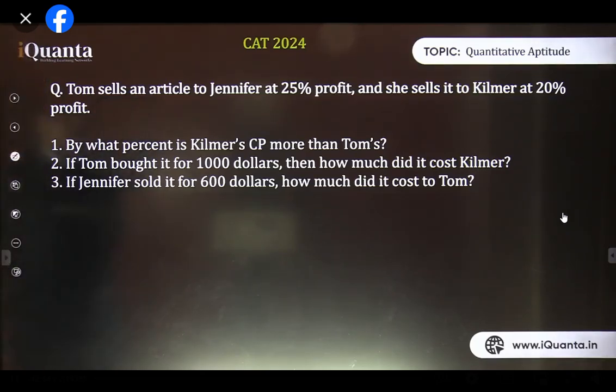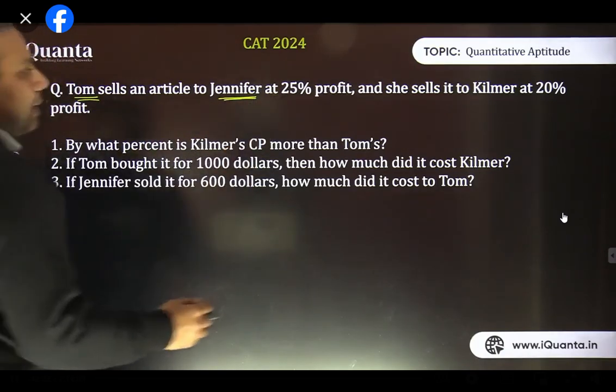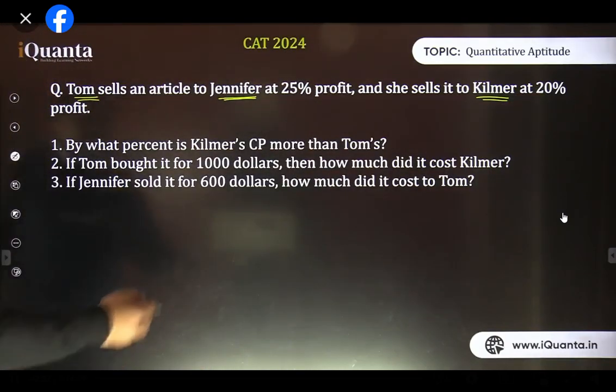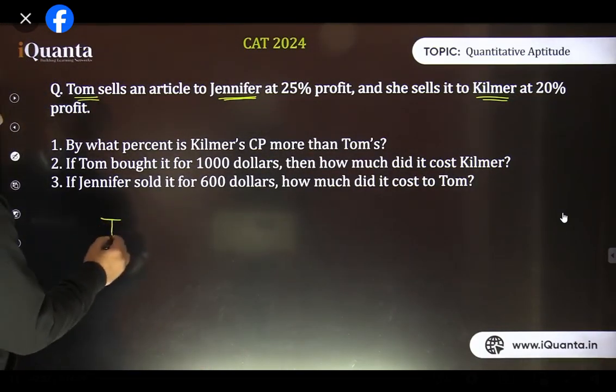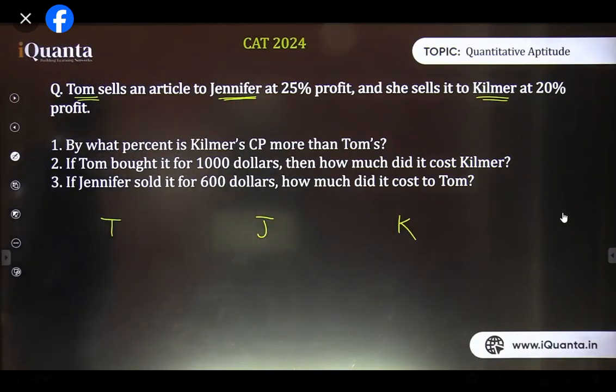The storyline says Tom sells an article to Jennifer at a certain profit, and she sells it to Kilmer, the third person, at again some profit. So there are three persons involved. Let me write the initials: T, J, and K. To make the process easier, we can assume that the cost price of T, or Tom, is 100. There's no harm in that. That will be helpful in solving questions easily, right?